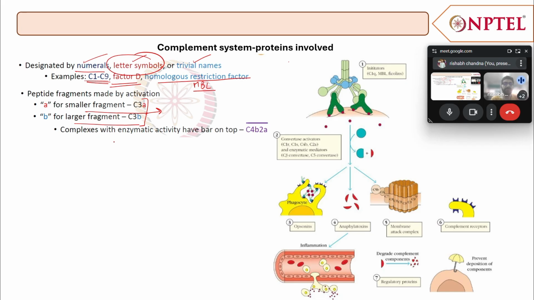And if the complex has enzymatic activity, it is represented by a bar. For example, C4B2A is actually functioning as an enzyme, so the whole complex is marked by a bar. So this is how we name them. Now we'll move on to the different proteins that are involved in the complement pathway. There are seven classes of proteins that are present.